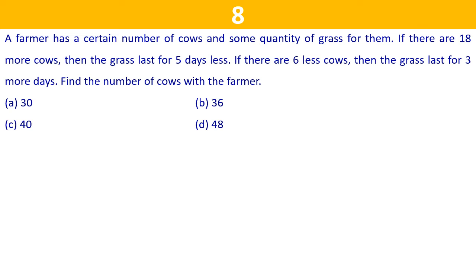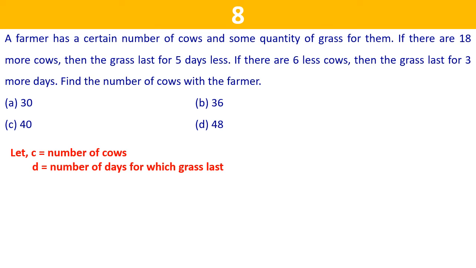Okay. How many variables should we take? Obviously, we need to take 2 variables here. What are those? Let C be the number of cows and D equal to the number of days for which the grass will last. So, the amount of grass available is C multiplied by D, because C number of cows can consume the grass for D number of days. So, the quantity of grass available is C multiplied by D.